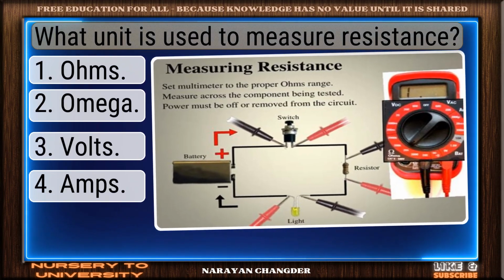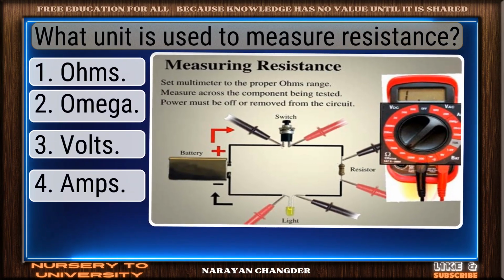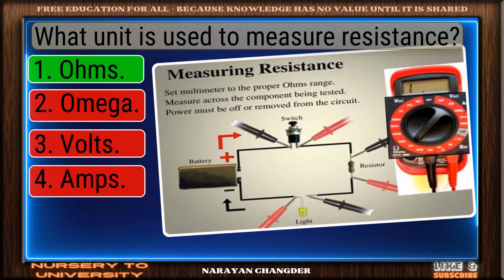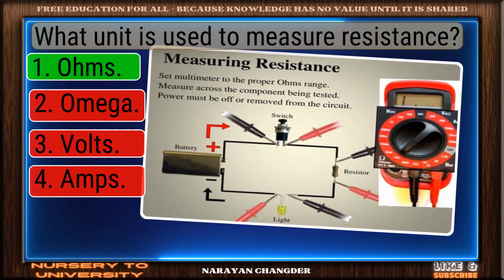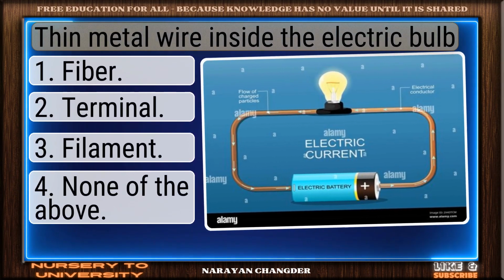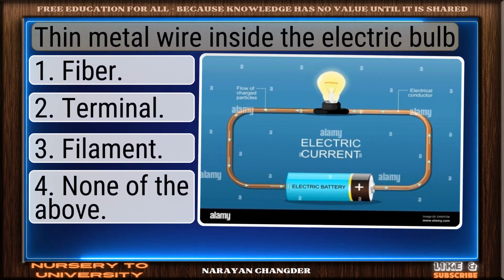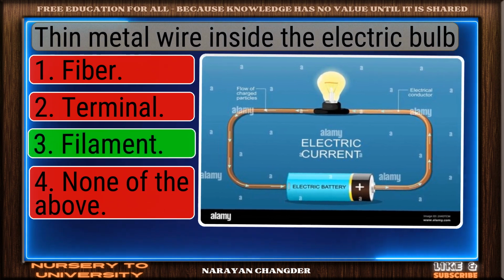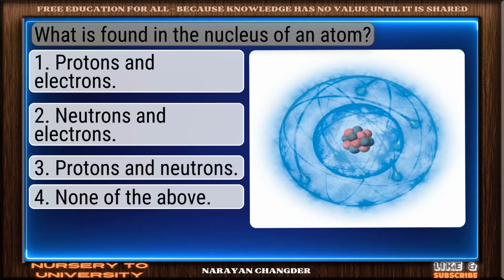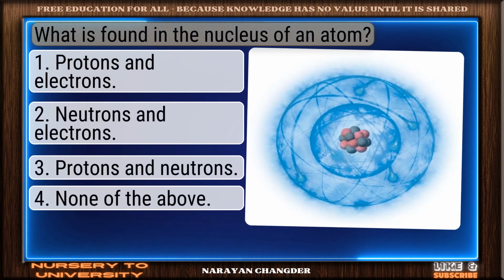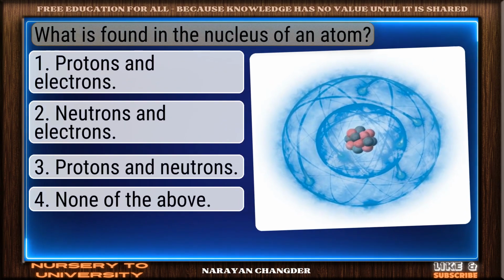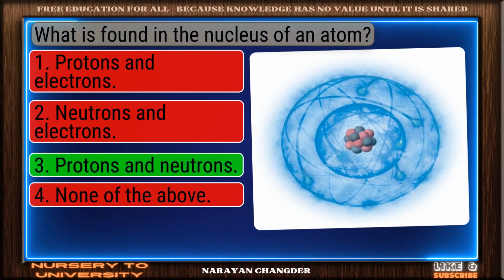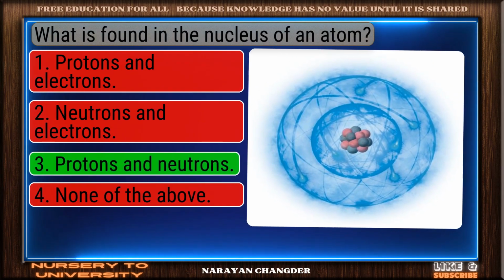Question number 135. What unit is used to measure resistance? Sharp thinking. Ohms is the right choice. Question number 136. Thin metal wire inside the electric bulb. Well reasoned. Filament is the correct choice. Question number 137. What is found in the nucleus of an atom? Solid response. Protons and neutrons is a valid choice.